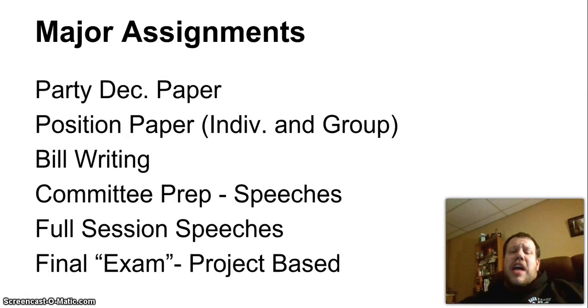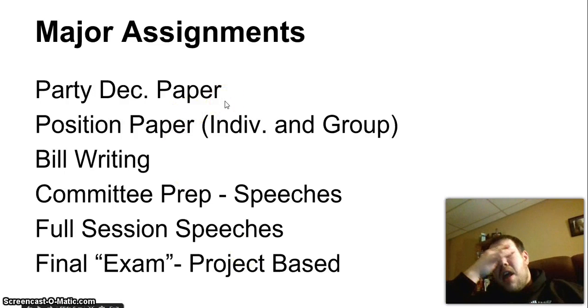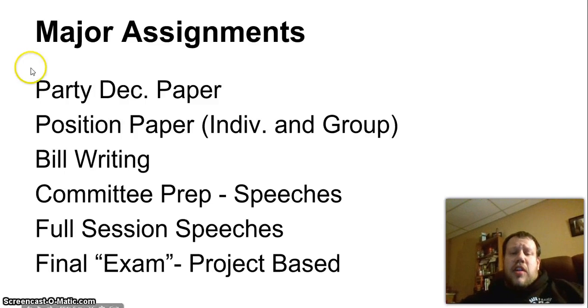So there are a few major assignments we have in the class, and I'll explain a few of them. The first one we just did was our party deck paper. Kids just handed us one on Monday. Basically them explaining what political party they feel that they belong to, and why. They had to prove some issues and prove some specific evidence to say, hey, I really belong to this party.